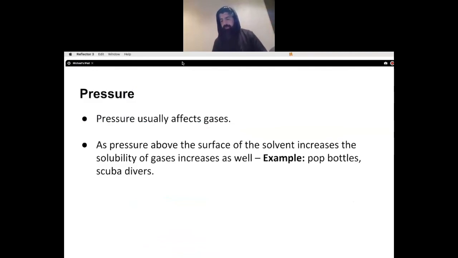Pressure. Pressure usually affects gases. For solids and liquids, it will not affect. But when we're dealing with gases, the pressure plays a very big role in solubility. So the greater the pressure, the more we can dissolve. Hence the reason why a pop bottle is under pressure, because we are dissolving so much carbon dioxide within.